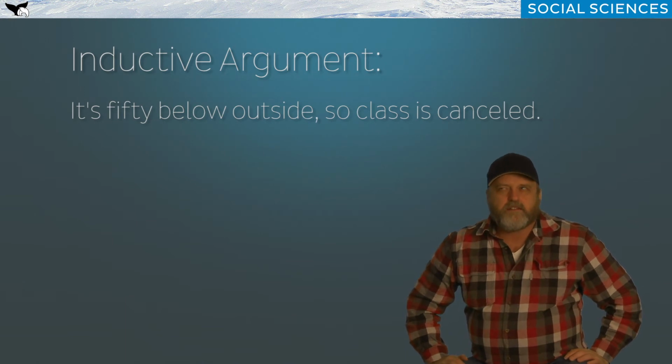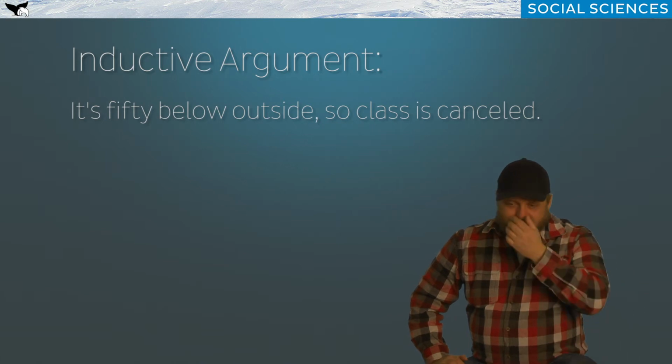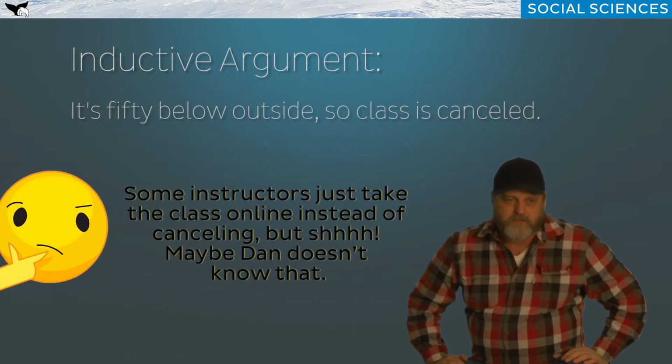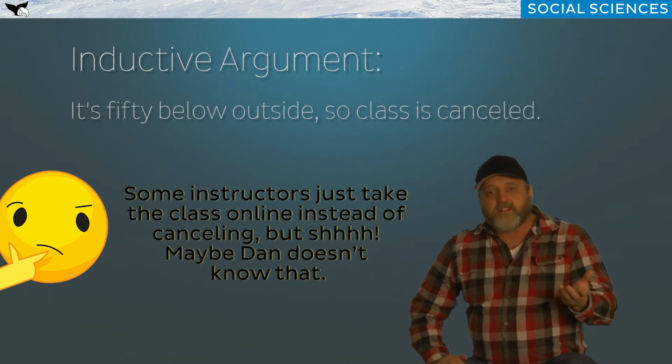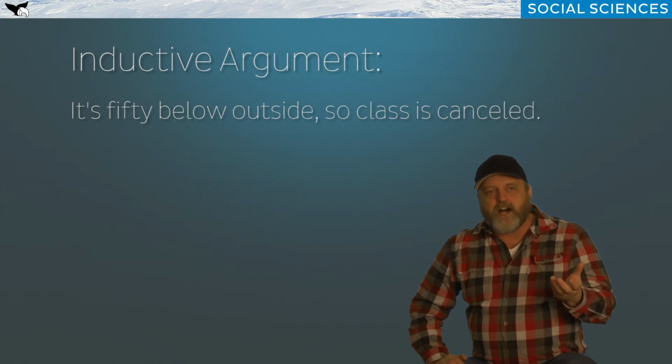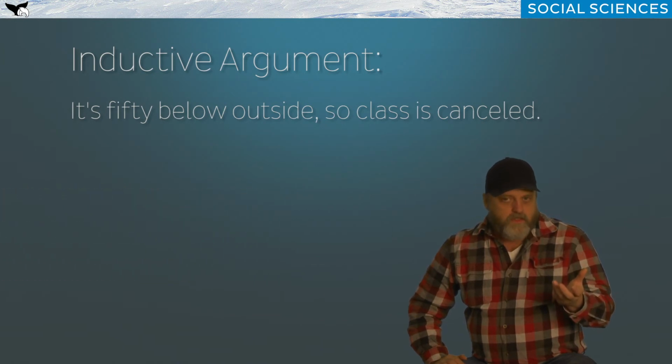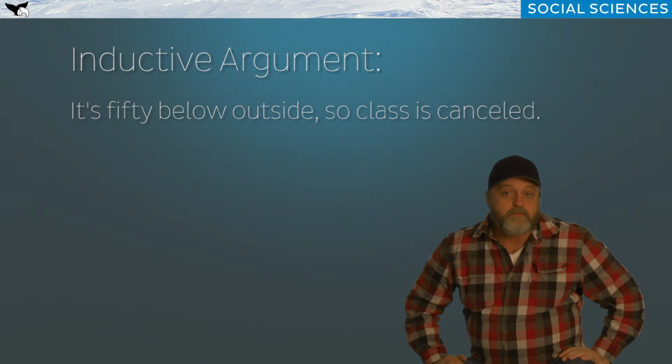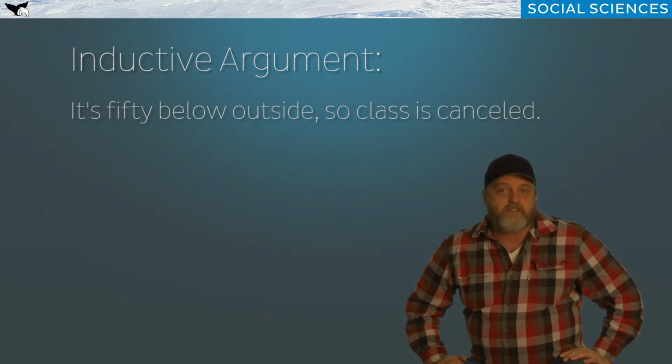But if it's 50 below outside, that's a pretty good reason to cancel class. And in fact, I think given the way insurance works, we usually have to do that. So the point is, if you found out that it was 50 below outside, it wouldn't be obvious, like 2 + 2 = 4, that class is canceled, but it would be a pretty good bet. And that's usually the way inductive arguments work.